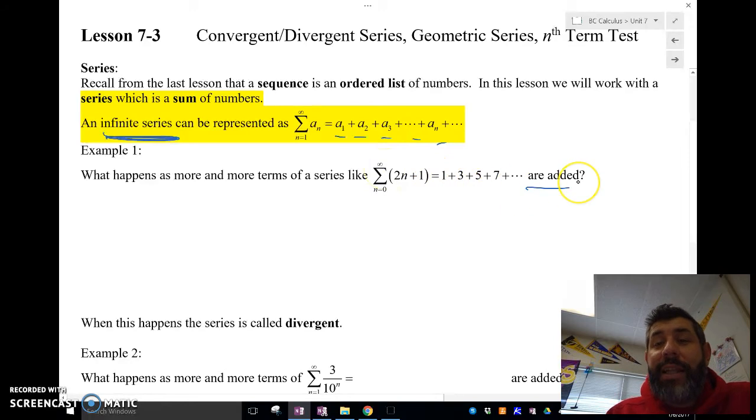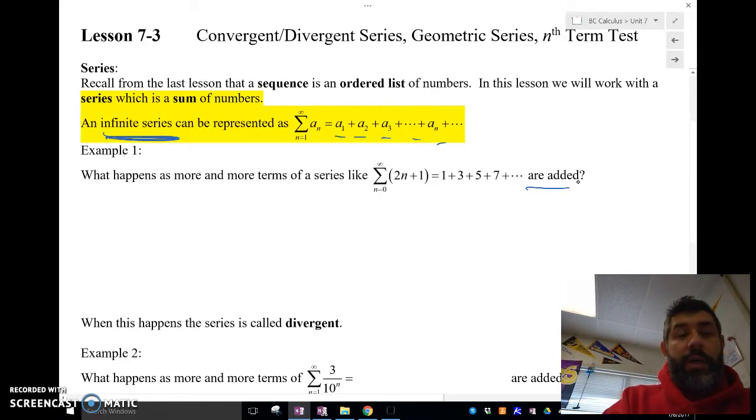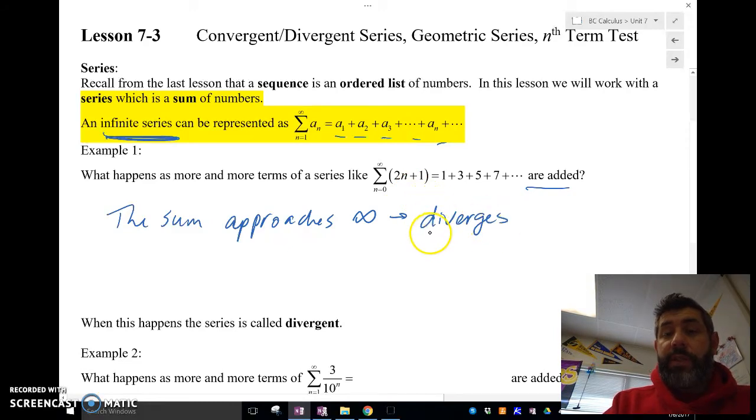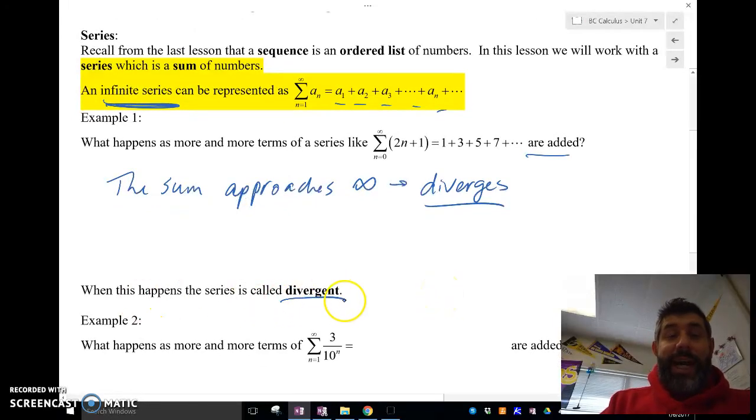And in fact, as we add those numbers up together, that sum is going to get bigger and bigger also. And so since the sum of this, remember this is a sum, approaches infinity, we're going to say that this series diverges. Very similar to what we were doing with sequences. So this is called a divergent series. Well, take a look at this one.